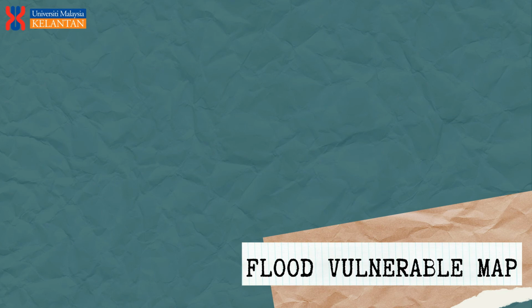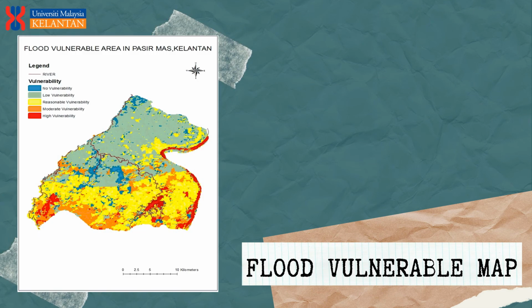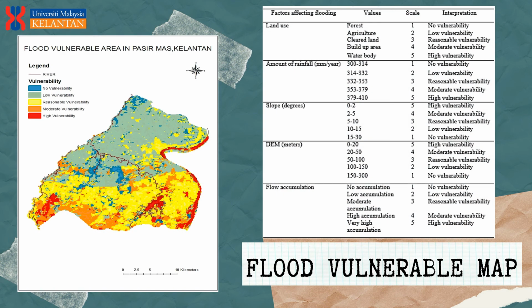Flood vulnerability means a measure of an area's vulnerability to damage. Here is the flood vulnerability map. Each of the flood indices was examined and then reclassified in the form of a scale that represents the level of vulnerability in the study. Based on the figure, it shows that areas of high vulnerability are in the surroundings of the river and other locations which mostly have water bodies, represented in the red color. Moreover, moderate vulnerability was represented by the orange color, while reasonable vulnerability in the yellow color and low vulnerability in the blue color were dominant.